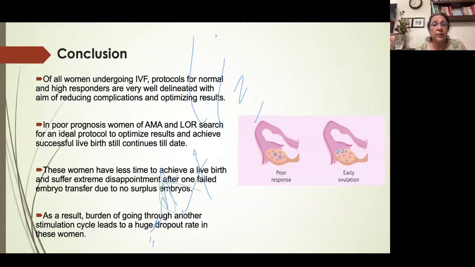In poor prognosis women of advanced maternal age and low ovarian reserve, the search for an ideal protocol to optimize results and achieve successful live birth still continues to date. We are all looking for the best protocol.